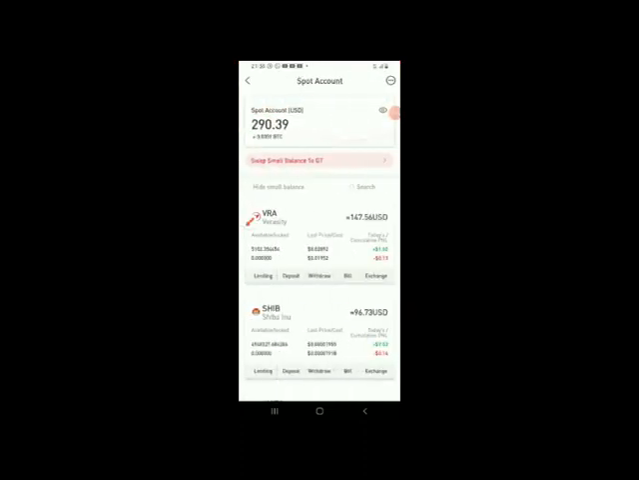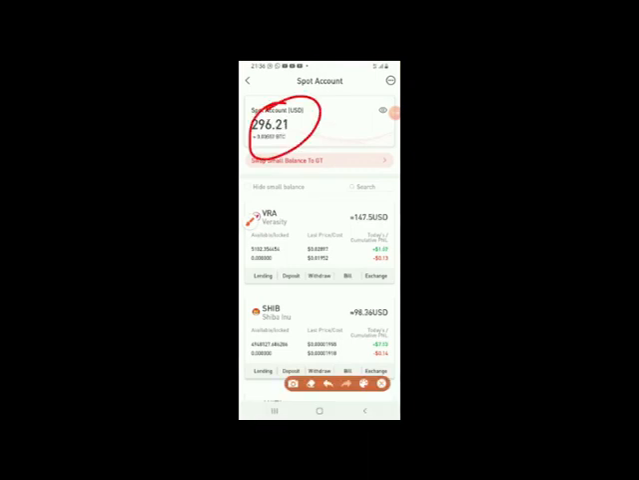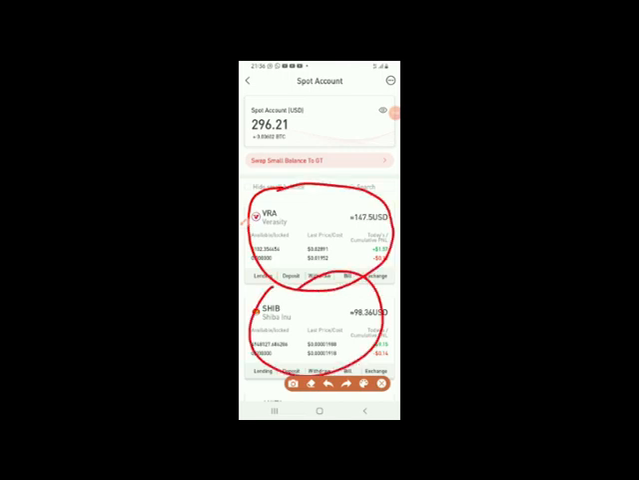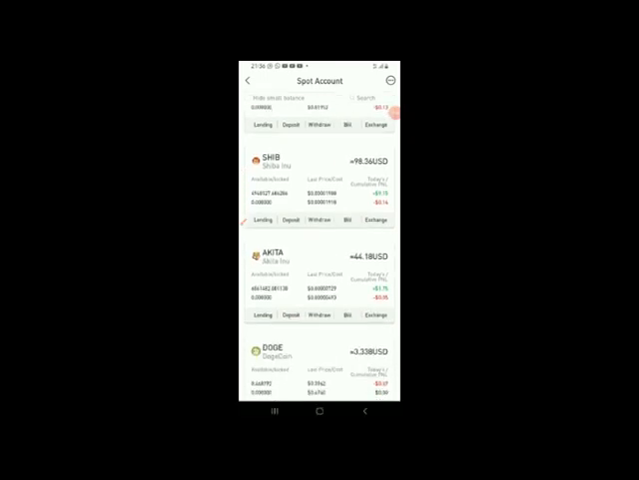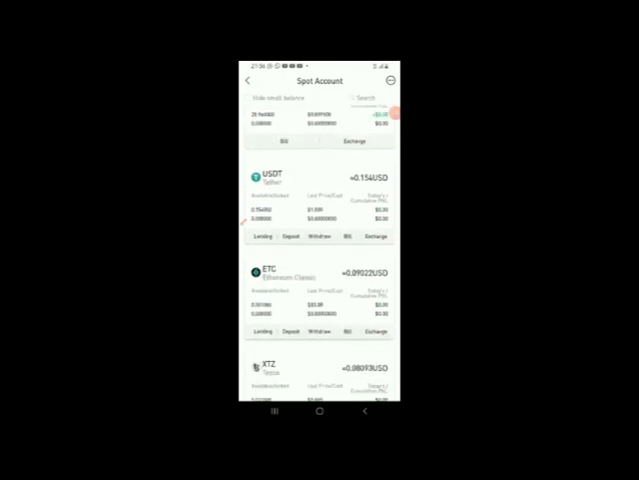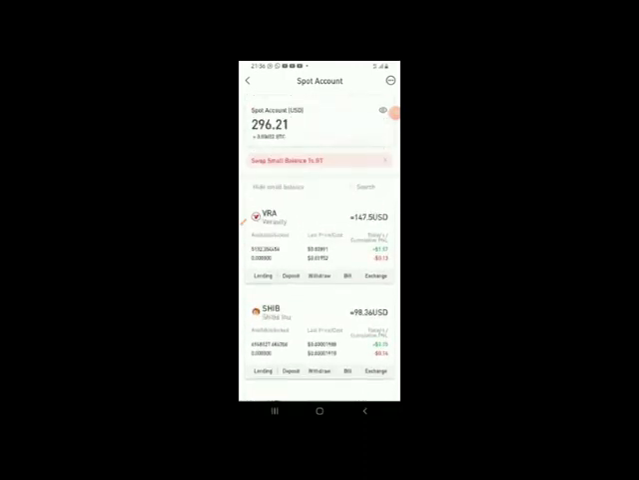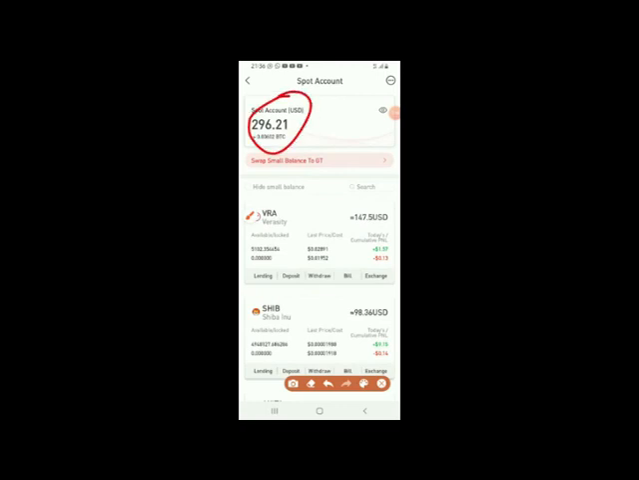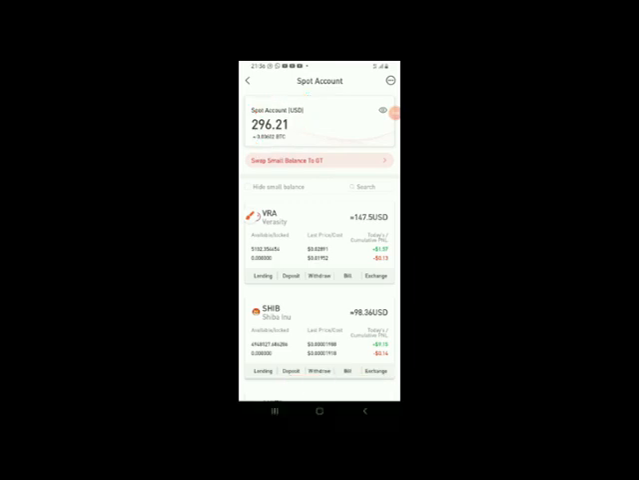You can see your total portfolio will be displayed here. The next one is what? The different coins. This is what? Vera. This is Shiba. What again? You can see Akita, Doge, and others. So this is your wallet. Then the sum total of your wallet will be displayed here at a glance, so you know what your wallet is worth. Okay, so this is how to buy and sell on Gate.